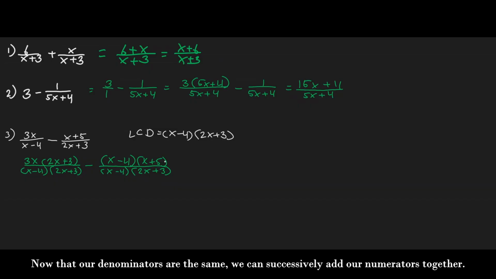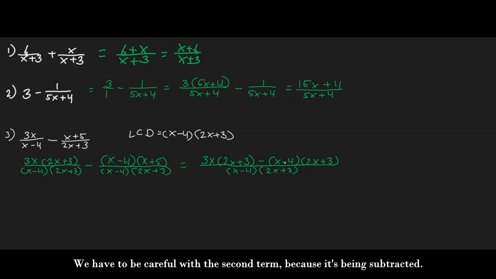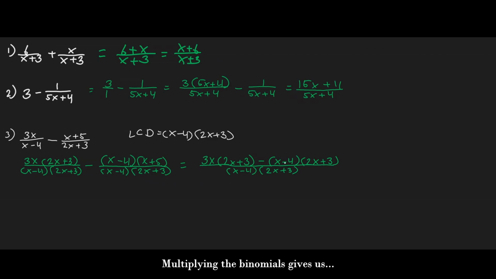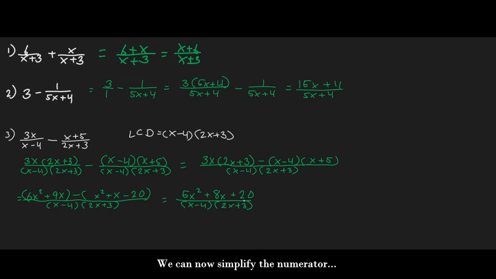Now that our denominators are the same, we can successively add our numerators together. 3x times 2x plus 3 minus x minus 4 times 2x plus 3, all divided by x minus 4 times 2x plus 3. We have to be careful with the second term because it's being subtracted. Multiplying the binomials gives us 6x squared plus 9x minus the polynomial x squared plus x minus 20, all divided by x minus 4 times 2x plus 3. We can now simplify the numerator. 5x squared plus 8x plus 20, all divided by x minus 4 times 2x plus 3.